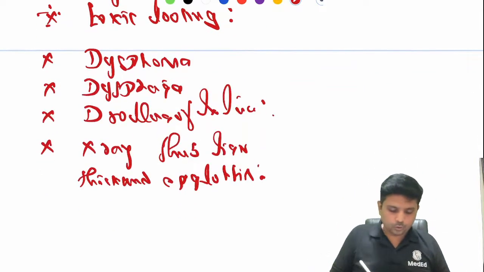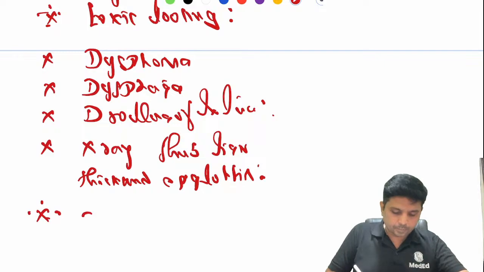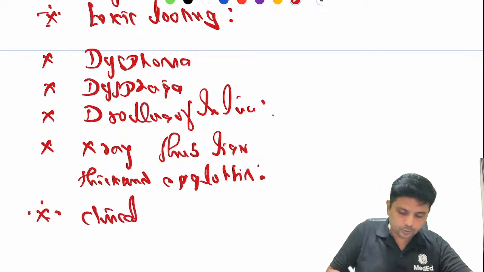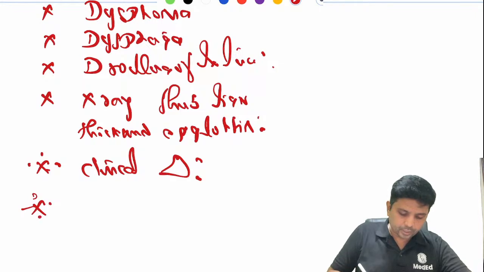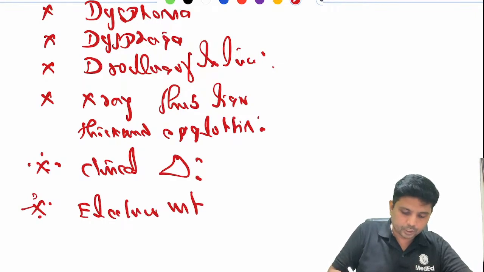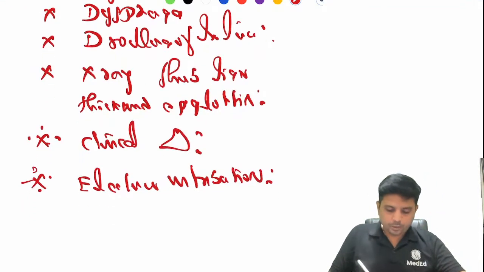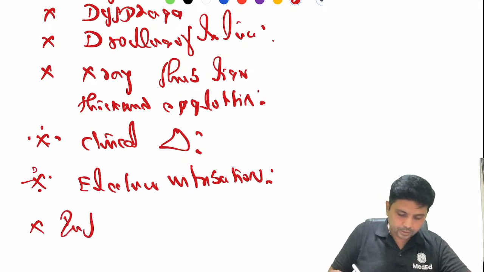Epiglottitis. So again, this is basically a clinical diagnosis. What is the treatment of choice? One is elective intubation. You need to intubate the child. Elective intubation saves life, followed by injection.